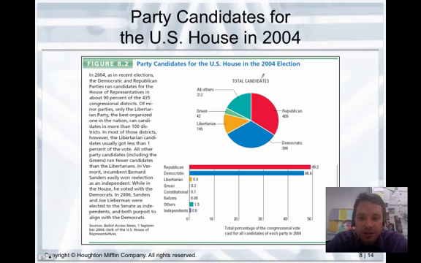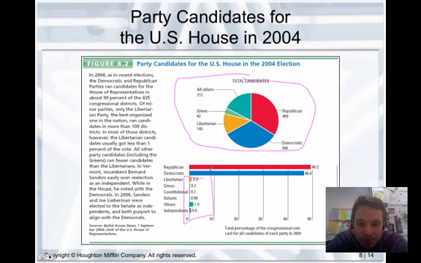You can see here, this is an interesting chart. This shows the candidates and what parties they're from. And you can see 1/3 of the candidates, roughly, are not Republican or Democrat. They're from these other parties, but they get much less than 1/3 of the vote.